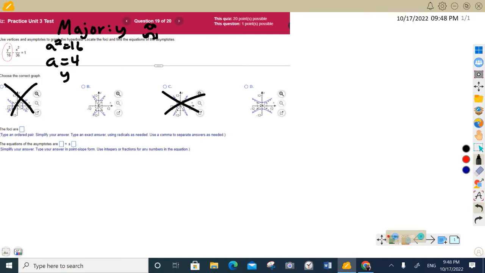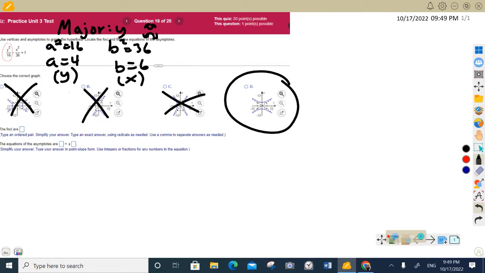Now that's how far we're going in the y direction. B squared is 36. Take the square root of that, you get 6. That's how far we're going in the x direction. All right, so I'm looking at B, and I need to go up 4. Now, these are by 2s, so this is 2, 4, 6. That's 6 in the y direction. That's wrong. In the y direction, I should be going 4. That's 2, that's 4. And then in the x direction, I should be going 6: 2, 4, 6. So D is the answer.